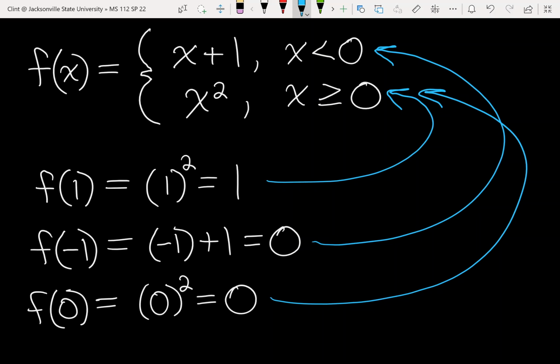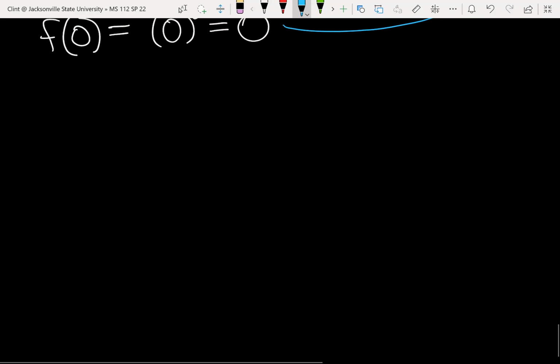Okay. Questions so far? Okay, you can't have more than one piece. So we could have something like this. So we'll give it a different name. We'll call it g of x.